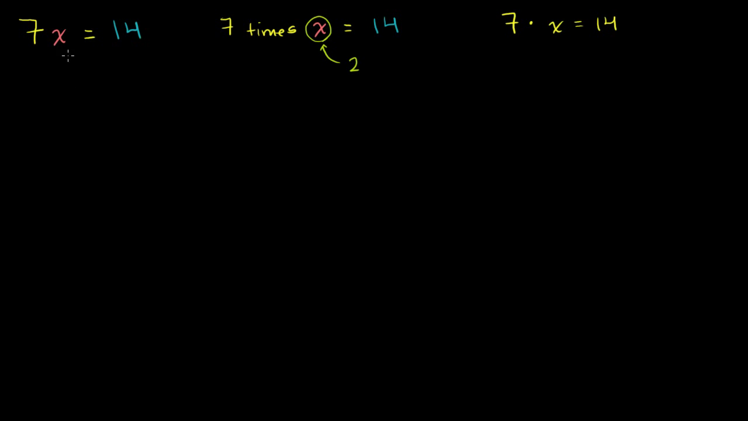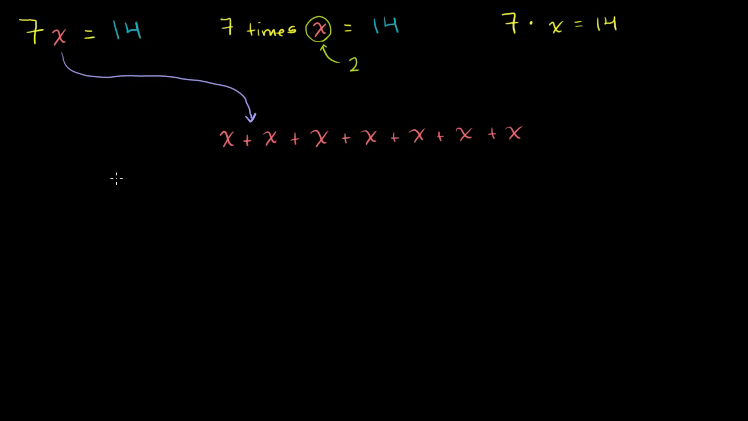Now, to understand how you can manipulate this equation to solve it, let's visualize this. So 7 times x, what is that? I'm just going to rewrite this equation in visual form. 7 times x literally means x added to itself 7 times. That's the definition of multiplication. So it's literally x plus x plus x plus x plus x. Let's see, that's 5 x's plus x plus x. So that right there is literally 7 x's. This is 7x right there.